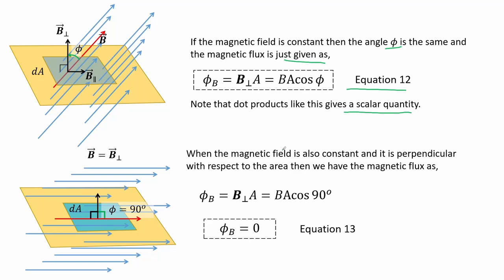When the magnetic field is also constant and it is perpendicular with respect to the area, then we have the magnetic flux as shown in equation 13, which is 0. This means that only the magnetic field passing through the area produces magnetic flux.